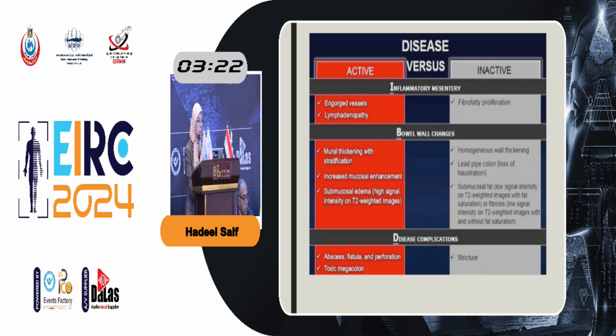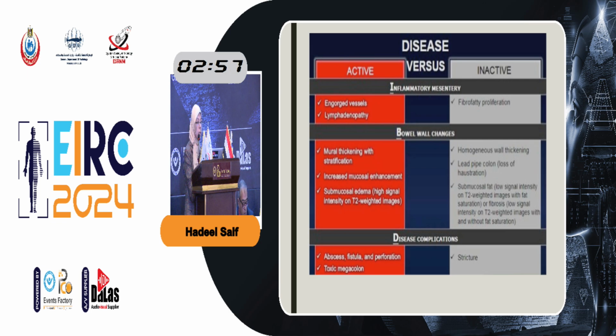Whether the disease is active or inactive by MR enterography depends upon multiple factors. The first is the inflammatory mesentery, which is denoted by engorgement of the vessels and presence of lymphadenopathy, bowel wall thickening with stratification, increased mucosal enhancement, submucosal edema, and abscess or fistula with perforation or toxic megacolon, which are complications of the disease.